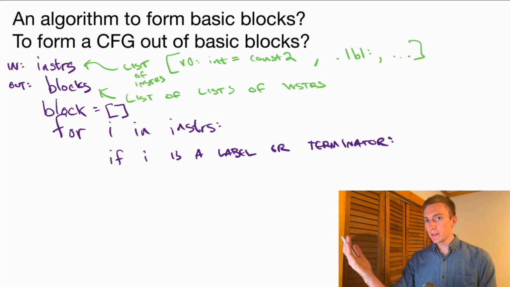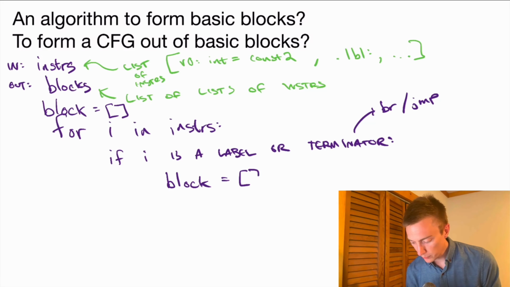So here's pseudocode for that, again in Python-y style. I will say that we will empty out the block, but before we do that, we'll put onto the end of our output list of blocks the current thing that we have built up as our current basic block. Of course, this algorithm isn't that great yet because it doesn't actually put anything into any of the blocks. It's just going to append a bunch of empty blocks to the output.